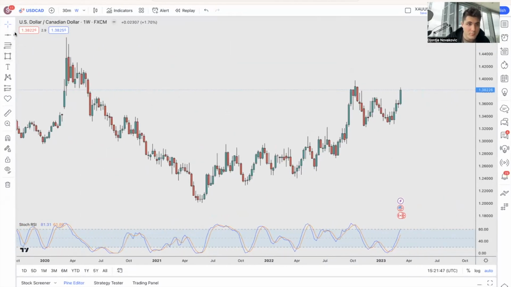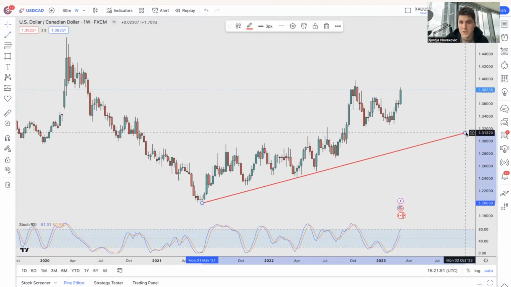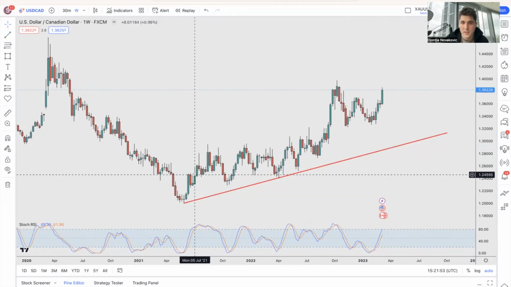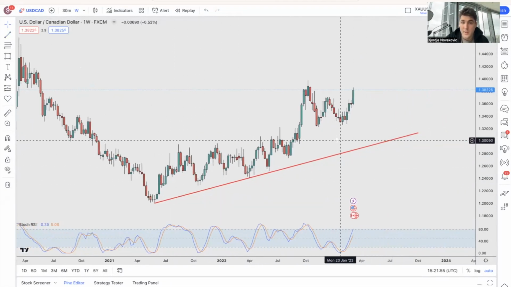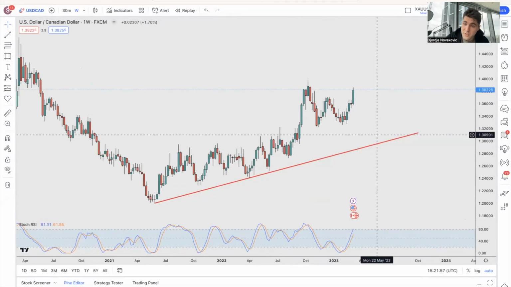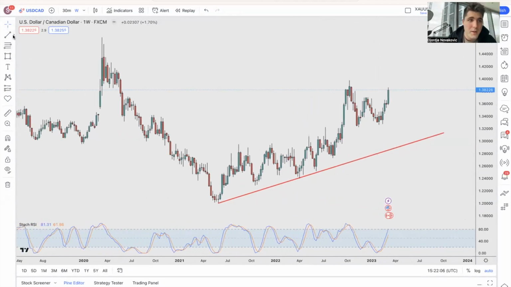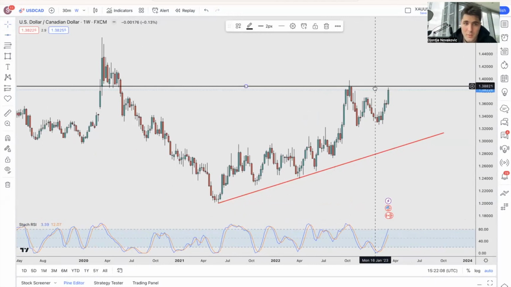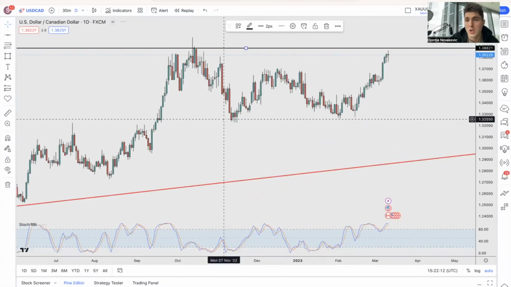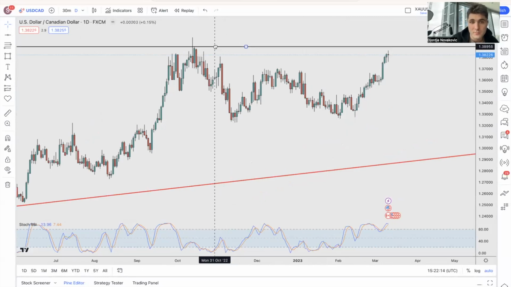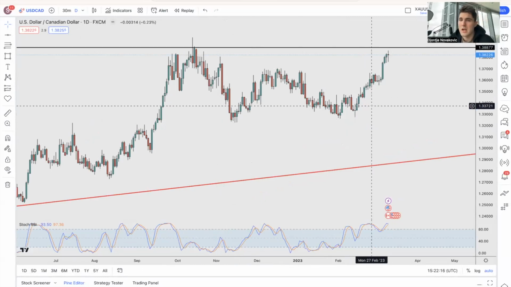USD CAD, we have a kind of bullish trend, as you can see. Every time it's hitting the trend. Now we have a lot of space. If you get a retrace, it can go all the way down, but we don't really know what's going to happen. Here around the resistance, which is good on the weekly. On the daily, we are here at the body.